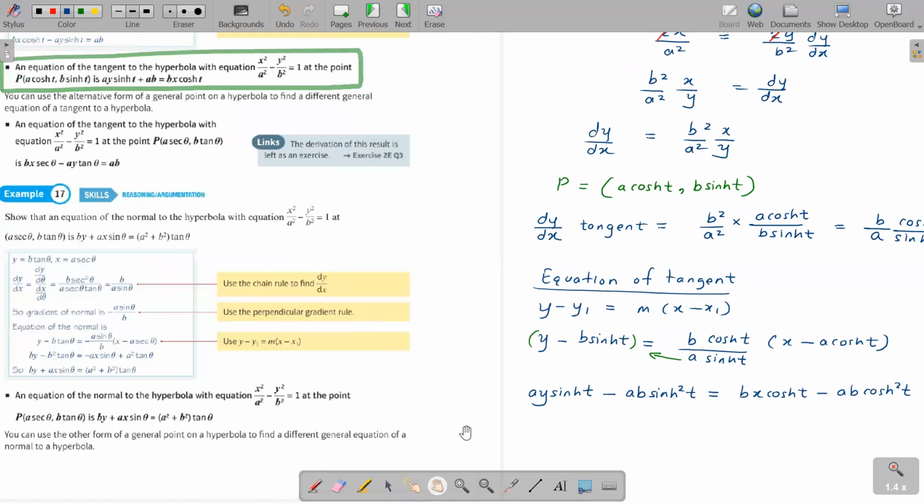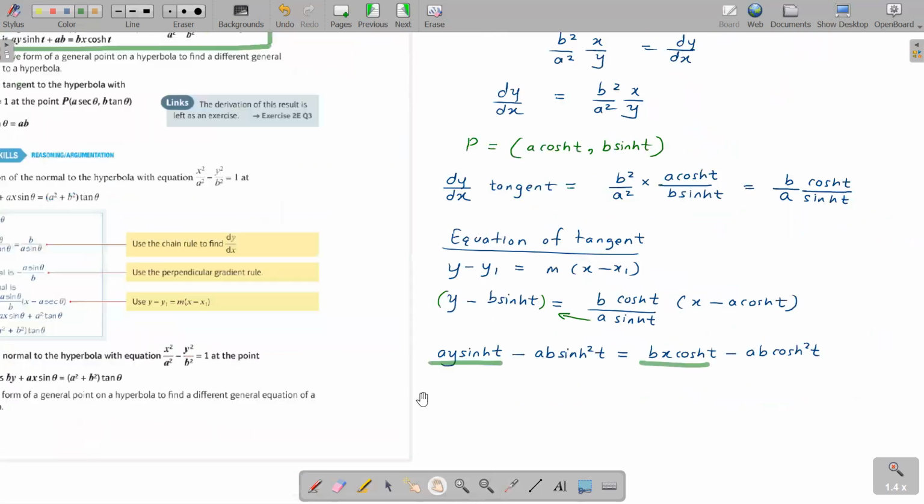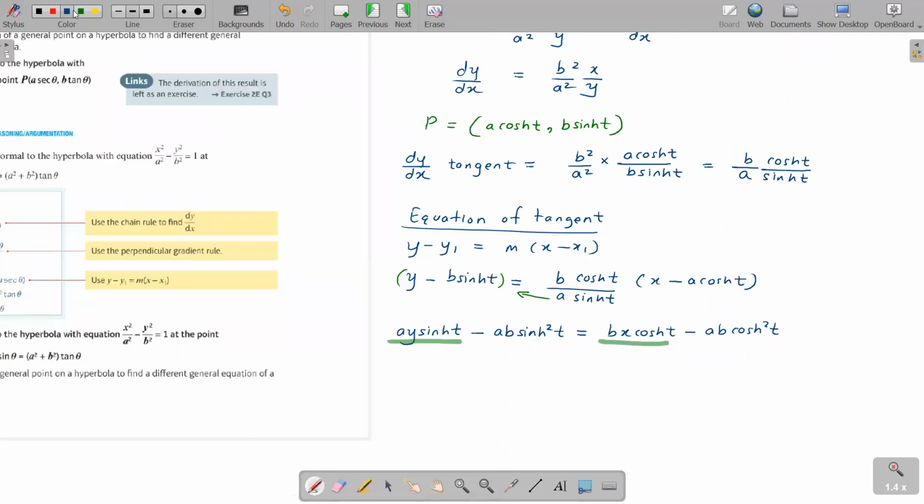In the show that they have ay sin t on one side, bx cos t on the other side. Can you see? Ay sin t is on this side, bx cos t is on the other side. So I think we already have it like that, right? That looks okay. The thing is they have got an ab here. So let's get the ab here. So I get here ay sin t, let it be over here, because it's in the perfect position.